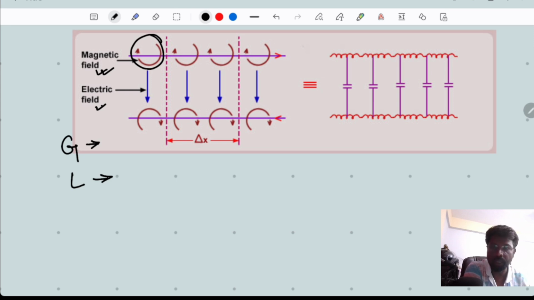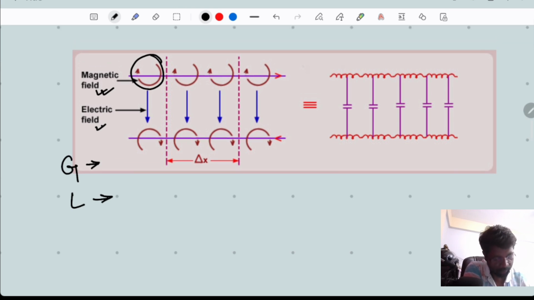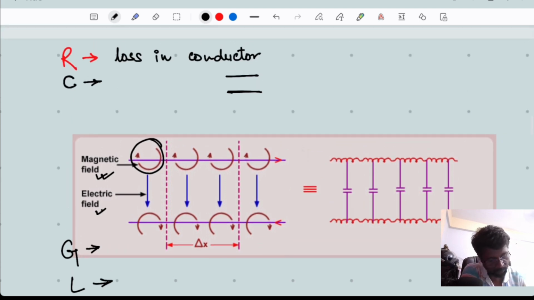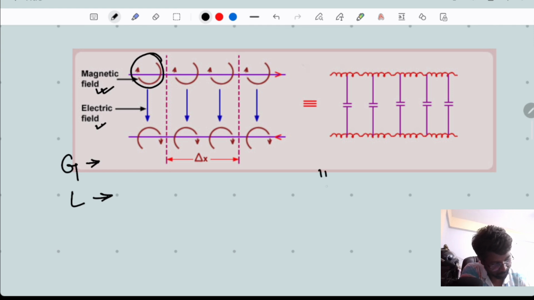So all these four parameters R, L, C and G are defined per unit length. R is defined per unit length, C is also defined per unit length, G is also defined per unit length, and L is also defined per unit length.